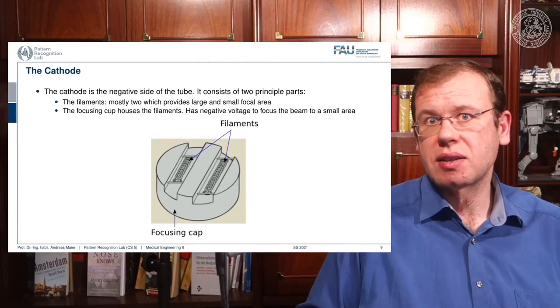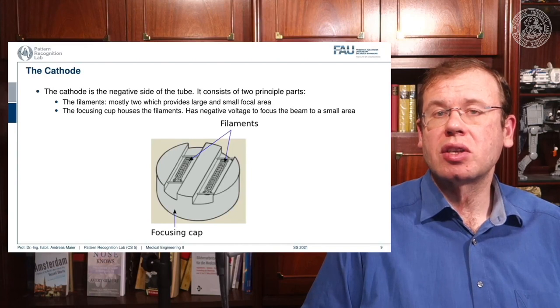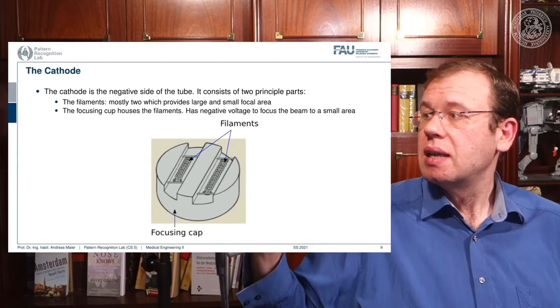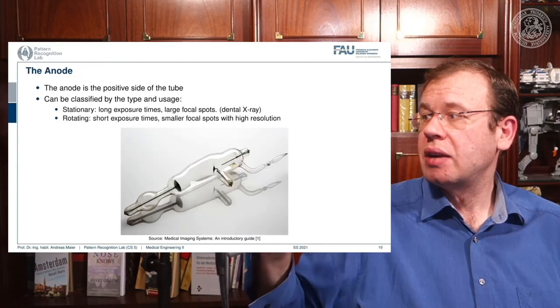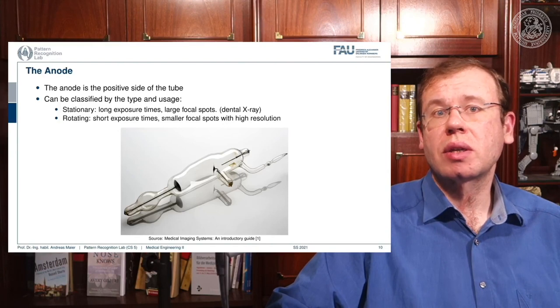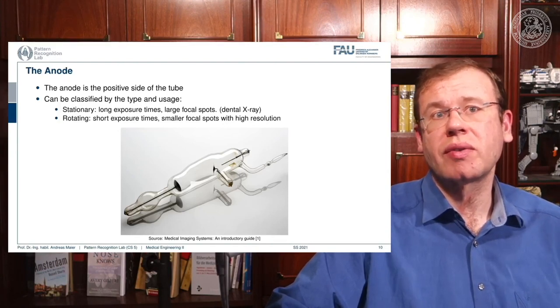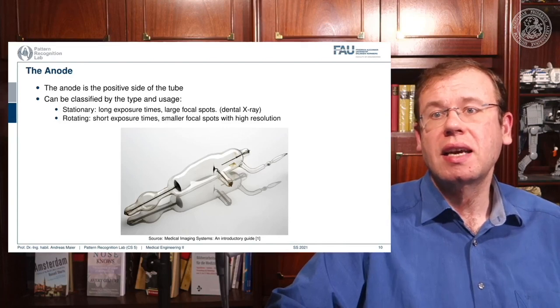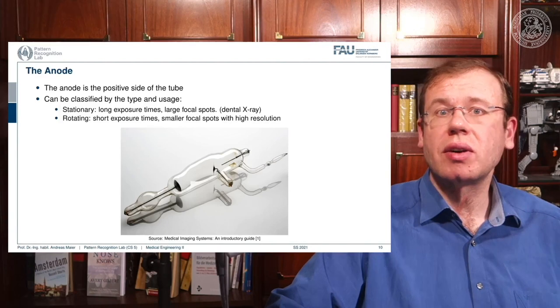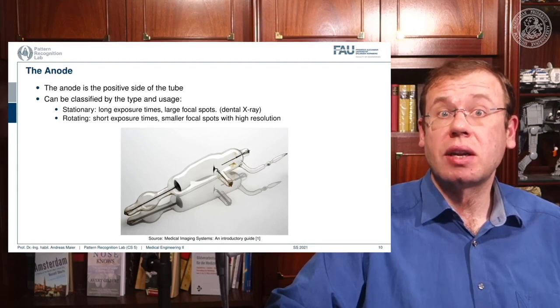So if you take the structure, then you have some advantages if you want to have only a small spot where they hit. The next thing is the anode. And this is an anode that is very similar to the one that Röntgen has been using. So this is essentially the positive side of the tube, where the electrons then hit. And there are different types of these anodes. What you see here in this image is a stationary anode.